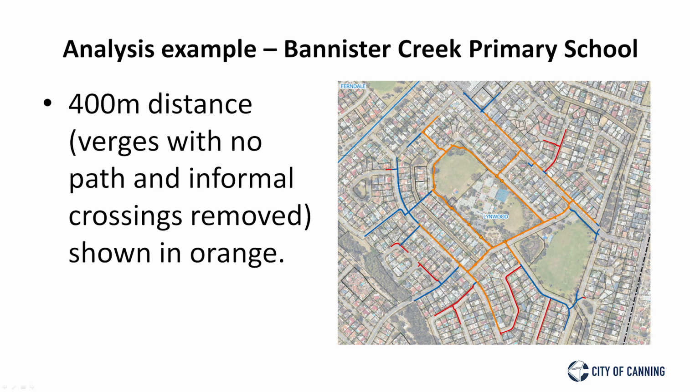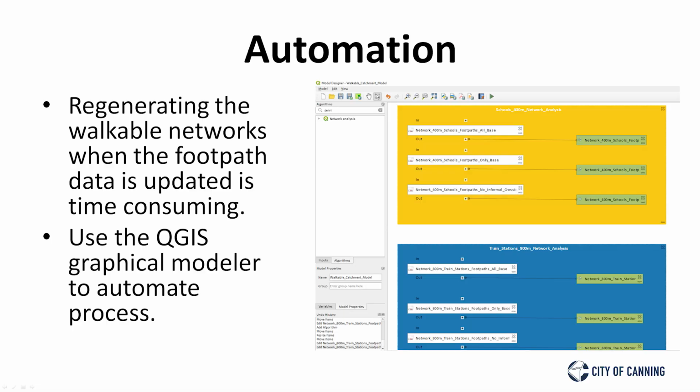So I generate these walkable catchments from a number of facilities, whether they be schools, shopping centres, bus stops, train stations, right? And there's probably about 20 layers that get spat out. And I decided that doing these by hand each time I updated the footpath data really sucks. So I automated it by using the QGIS graphical model. So each of these steps is basically just it pumping out a new walkable catchment based on different filtering. And I go away and have a cup of tea and come back 15 minutes later and it's done.